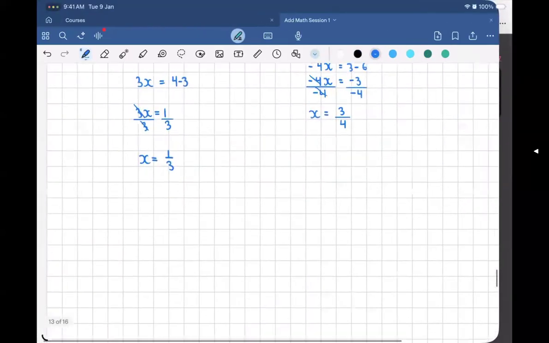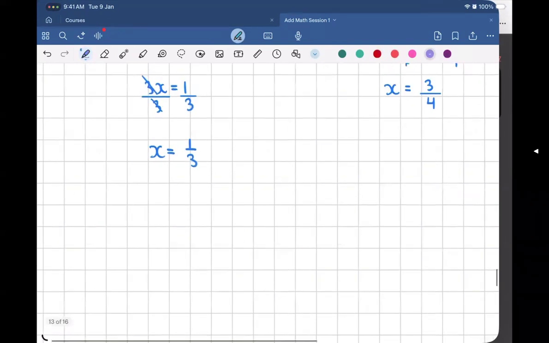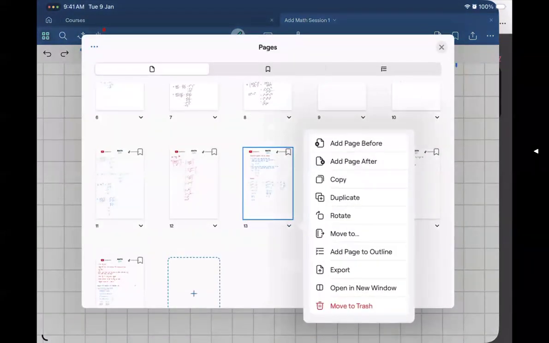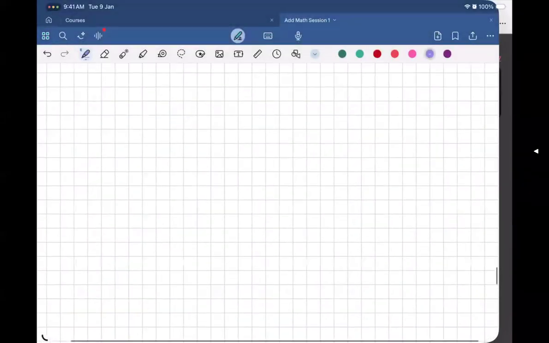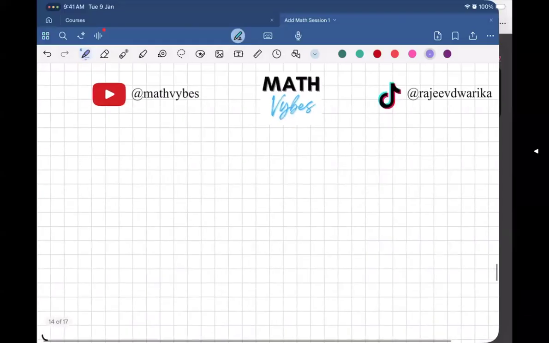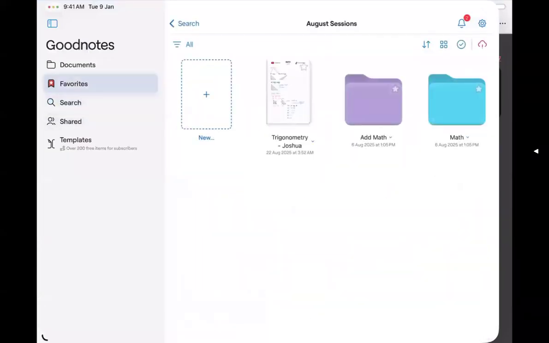So let's do some tricky questions. In AdMath, they like to find ways to sneak in a quadratic. I'm telling you guys, any chance they get, they're slapping in a quadratic. So I'm giving you an example of what is to come. Let me get the past paper questions.